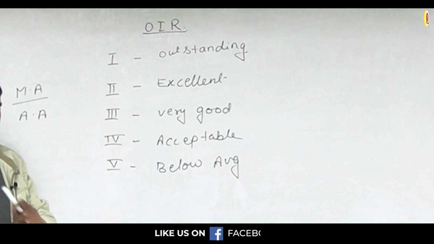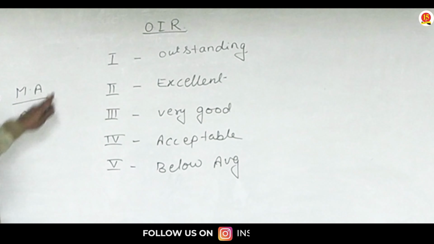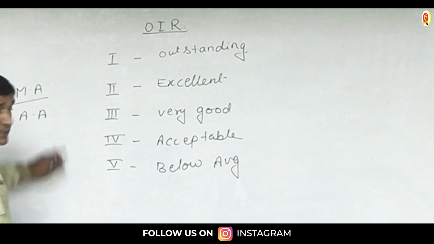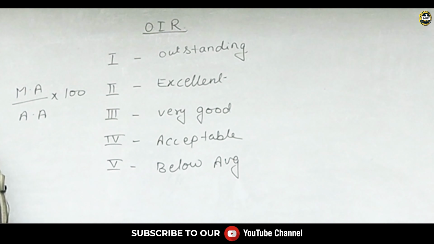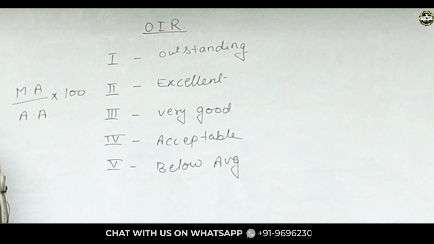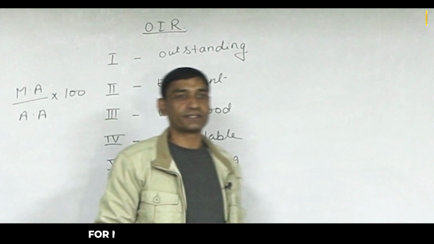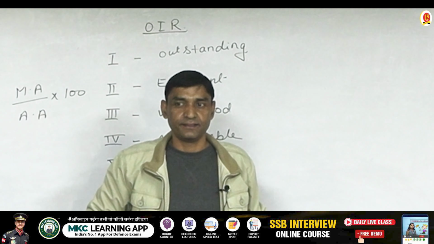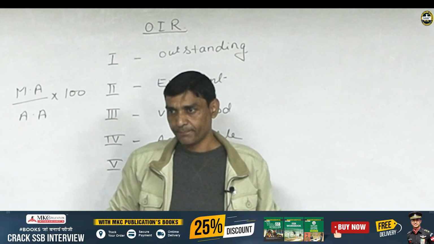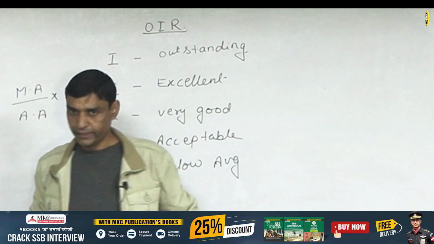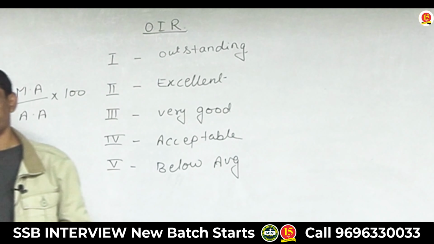So first we will conduct your OIR test. The basic formula for finding out your OIR is your mental age divided by your actual age, multiplied by 100. This is your OIR. So we cannot define your OIR into percentage. It depends on the type of entry you are appearing for, what your age is now, and what your performance was.